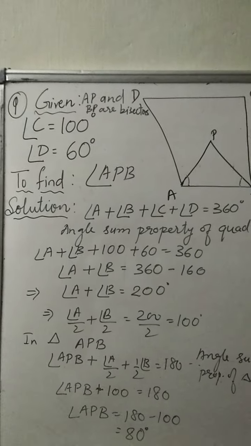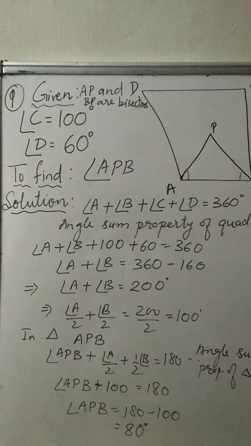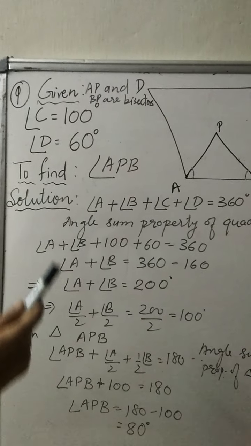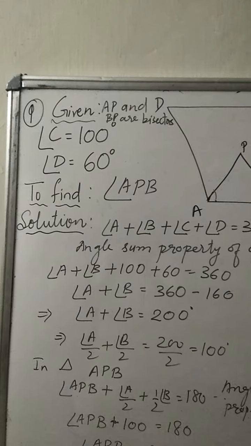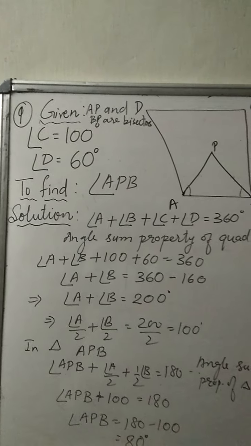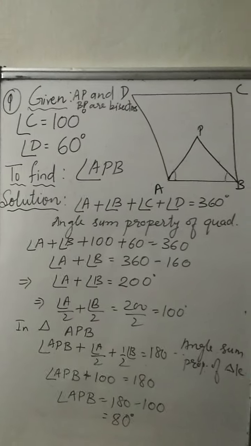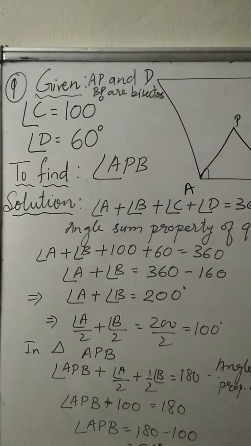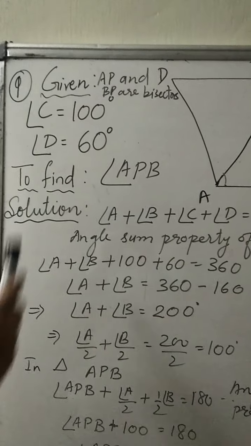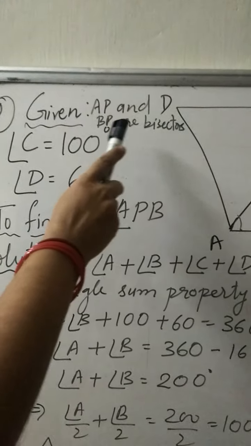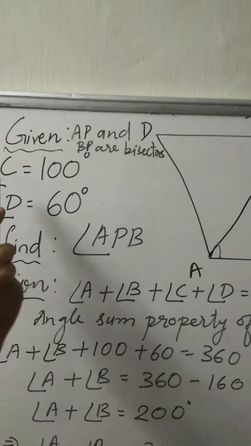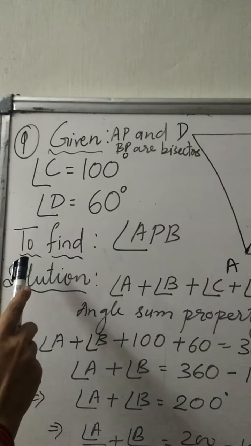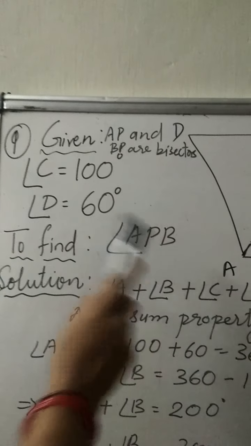Now, first of all, if you are solving this type of question, you have to write what is given and what you have to find out. You should have a clear picture in your mind of what is given in the question and what you have to find out or what you have to prove. I have written here: AP and BP are the bisectors. Angle C is 100 degrees and angle D is 60 degrees. We have to find angle APB.